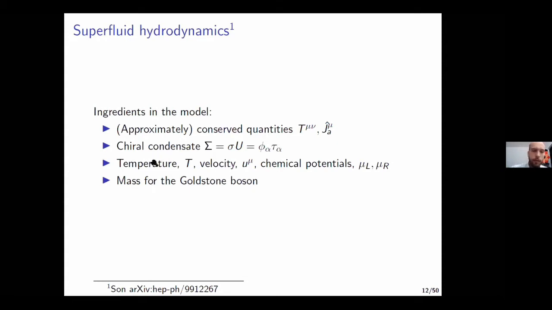Then you also have the standard hydro variables. You have a temperature, you have velocity, and you have chemical potentials, mu left and mu right. And you also have this explicit breaking mass for the Goldstone boson, which we need to make contact with the real world, because the chiral symmetry is only approximate in the real world.